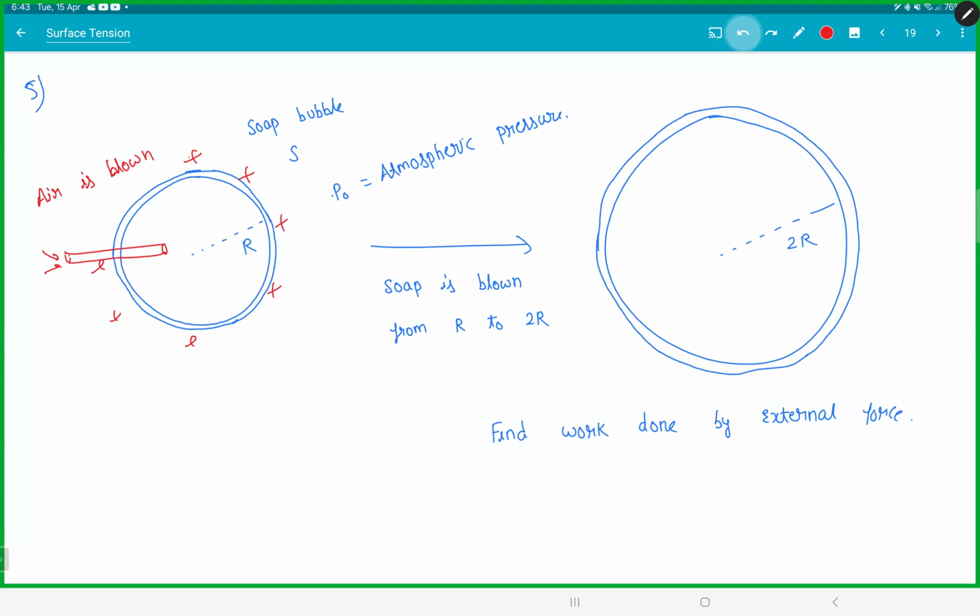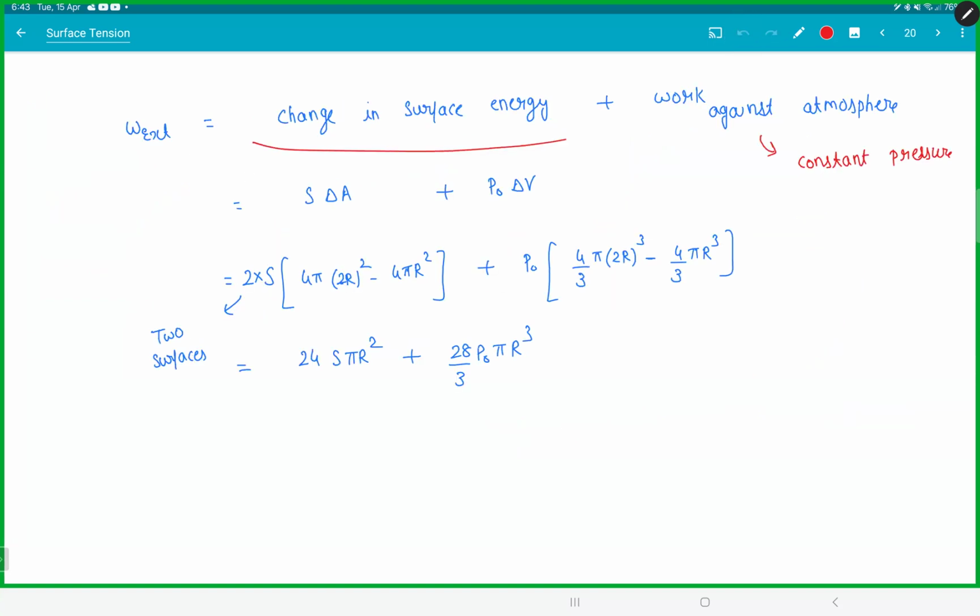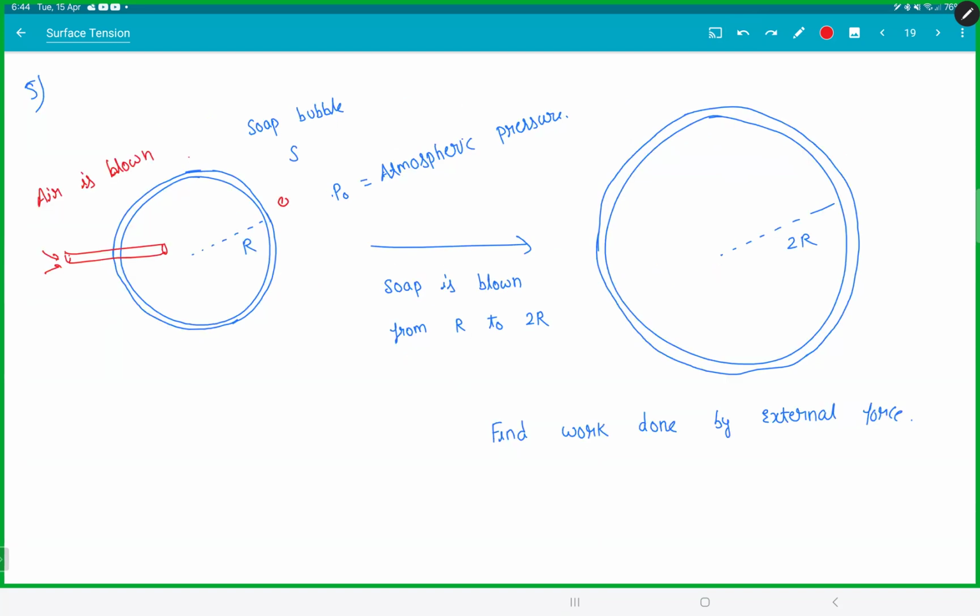If you remember, what was the answer for this question normally? Change in surface energy plus work against atmosphere. Now you will get one more additional term: change in surface energy, self energy. Initially the radius was r and charge q, so self energy was kq square by 2r. Now this will become kq square by 2 times 2r.